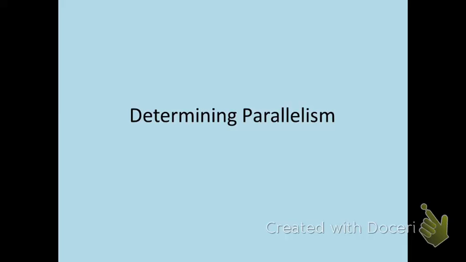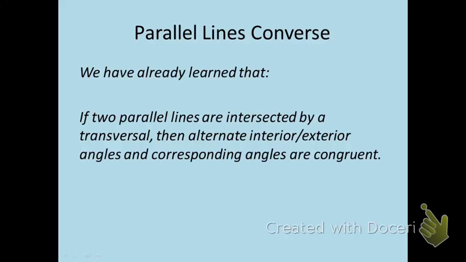In this video, we're going to learn how to determine if lines are parallel based off given information. So, let's recall that we already learned that if two parallel lines are intersected by a transversal, then we know that alternate interior, alternate exterior, and corresponding angles are all congruent.